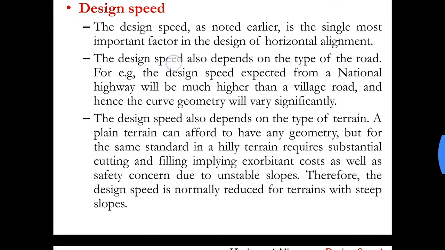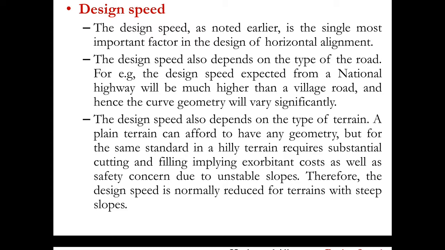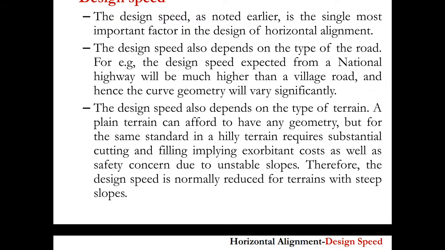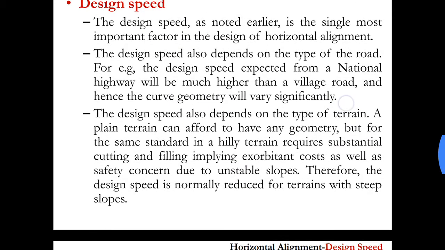The design speed also depends on the type of the road. For example, the design speed expected from a national highway will be much higher than a village road, and hence the curve geometry will vary significantly. The design speeds vary for different types of roads. The design speed for national highway and state highway would be more as compared to major district road, other district road, and village roads.